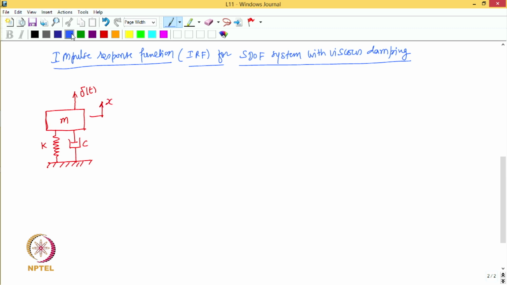The equation of motion for this system we already have derived in the previous classes as m x double dot plus c x dot plus k x is equal to force. In this case the force is delta of t, and we are also assuming that before the delta of t is applied, zero initial conditions exist. The conditions are zero before application of impulse.